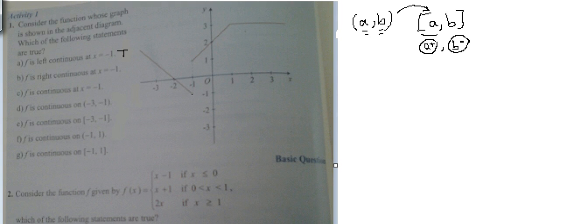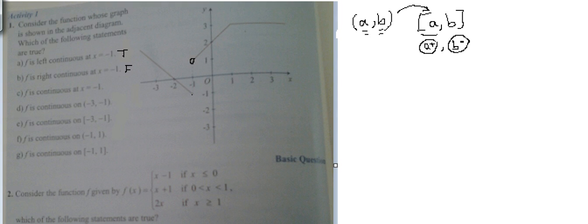Is it continuous to the right at x equal minus 1? To the right of minus 1, it's not clear, but we have a hole here. Okay, so is it continuous? No, it's not. So this is false.